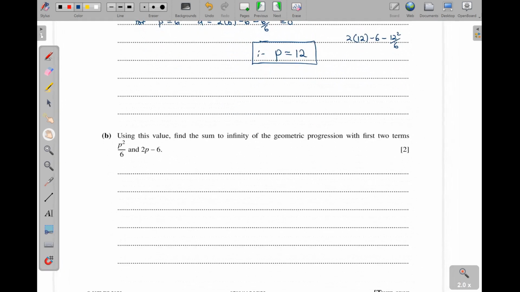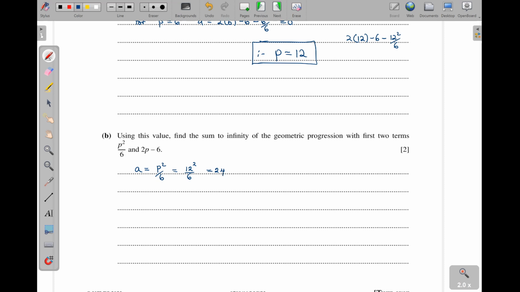Okay, then next, part B: using this value, find the sum to infinity of the geometric progression with first two terms, these ones here. Now let us find these first two terms. A is equal to p squared over 6. Our p is 12, so 12 squared is 144, divided by 6. That one gives us 24.